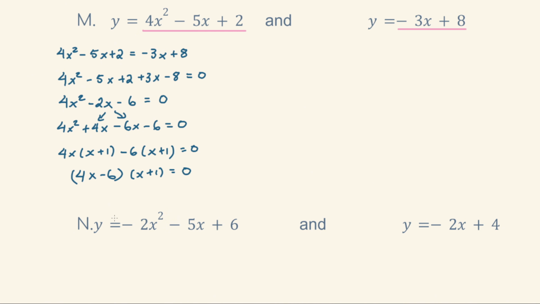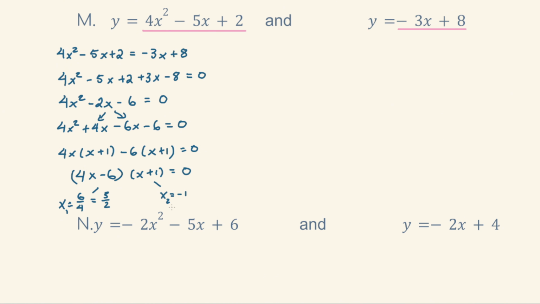Once again, we can use the zero product rule here. If these two things multiply out to 0, then one of them has to be equal to 0. And when is that going to happen? Well, for this one, that's when x is equal to positive 6 over 4, or 3 over 2. And for this one, that's just x equals minus 1. So we've got x1 and x2. Once again, we have two different solutions.